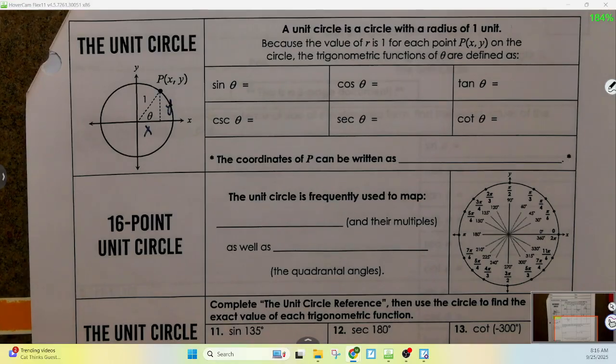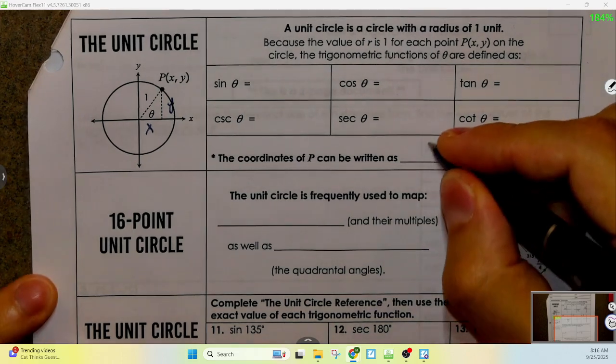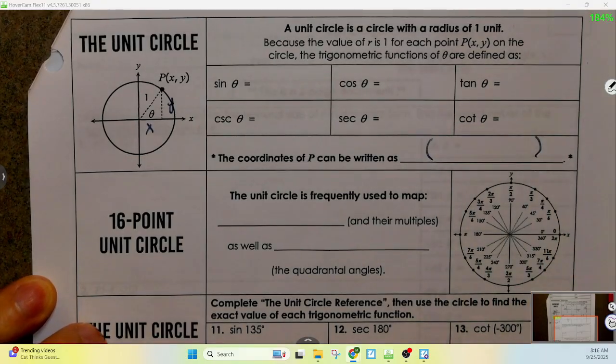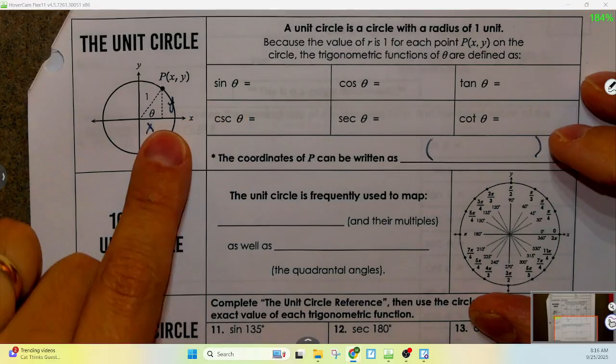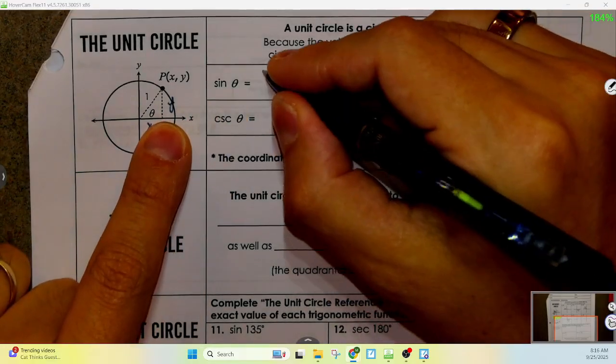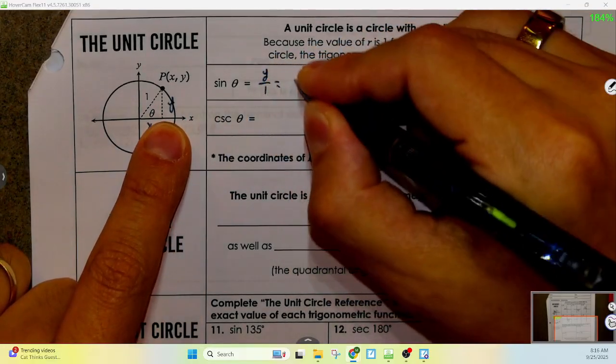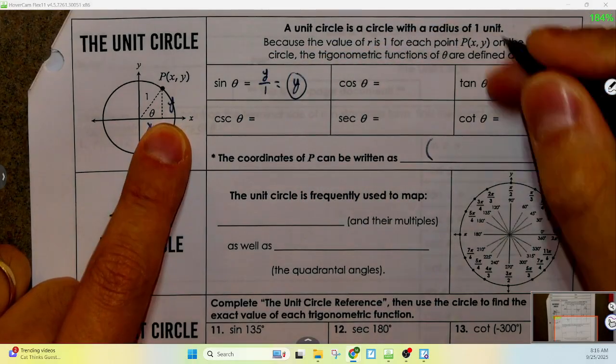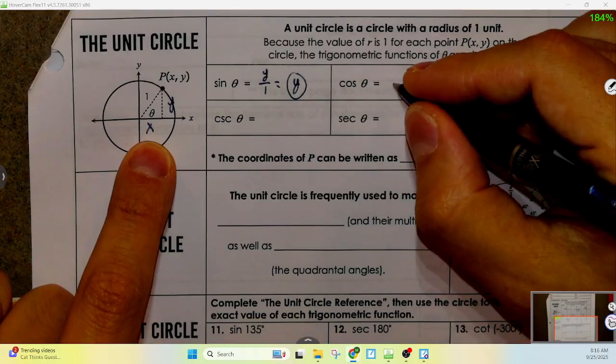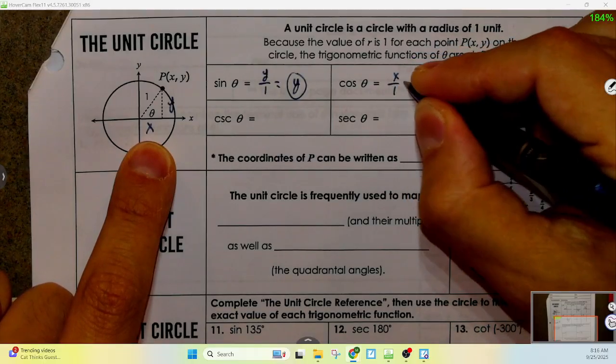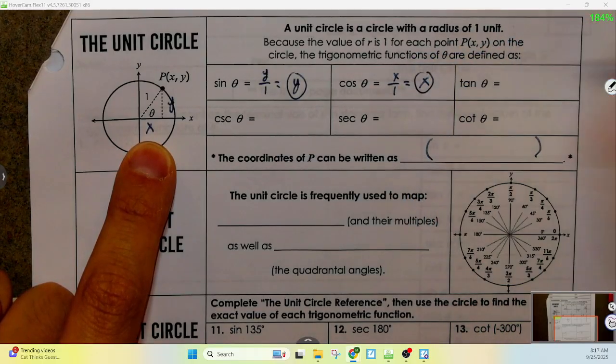Yes, perfect. So again, I'm just recapping what we've talked about. That means that the coordinate of p can be written as something, okay? So I'm going to fill this in. Sine is opposite over hypotenuse, y over 1, which is y, so I care about that. Cosine is x over 1, adjacent over hypotenuse, which is x. Okay.